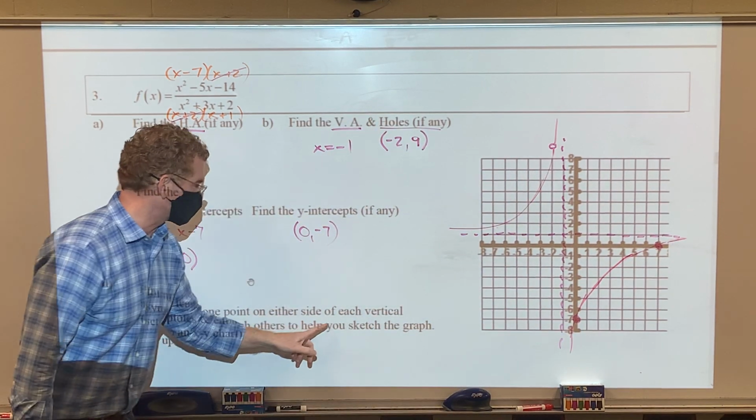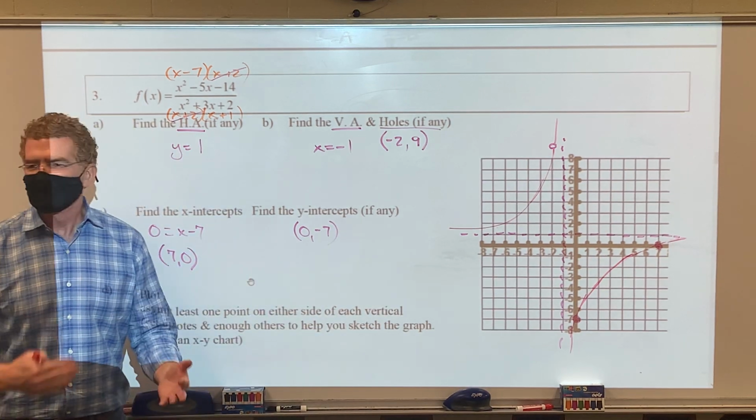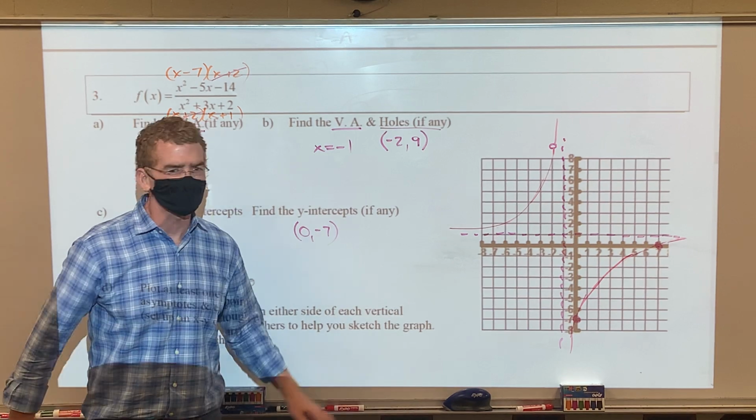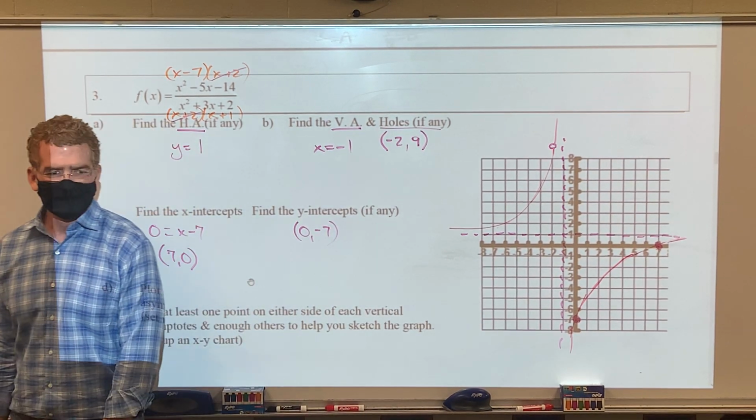Now, a little thing to help, which I didn't do because I ran out of time, it says plot at least 1 point on either side of the VAs. Plot a couple points, and it'll help you get a better look at the graph. Hey, see what you can do on this. We're going to talk a bunch more about it tomorrow. Nothing new tomorrow, except practicing this more. Y'all have a good one.